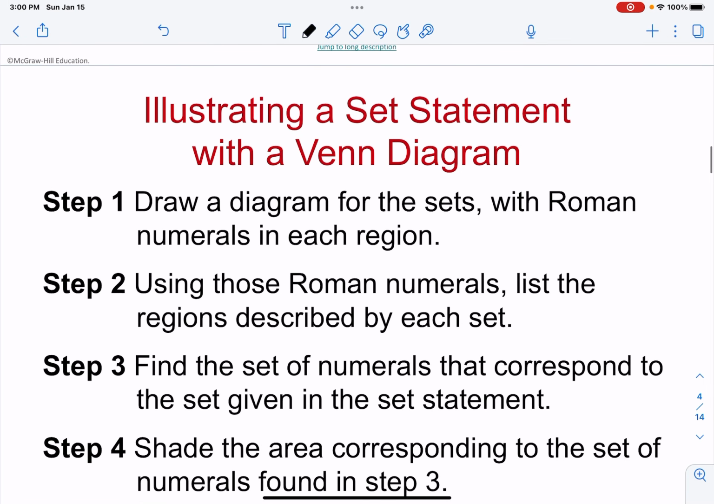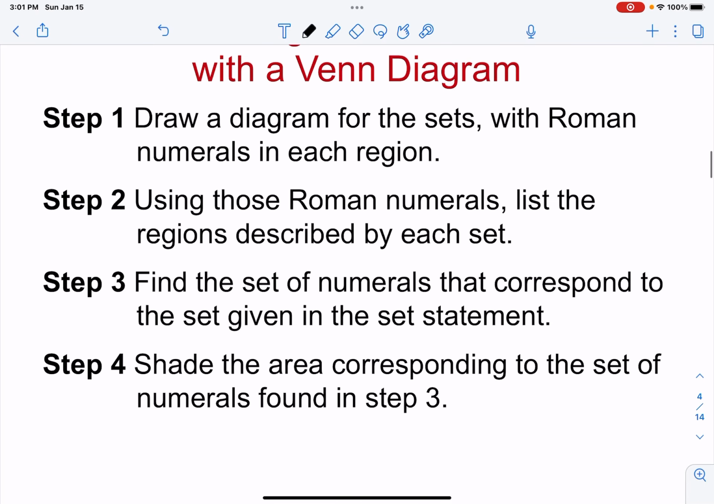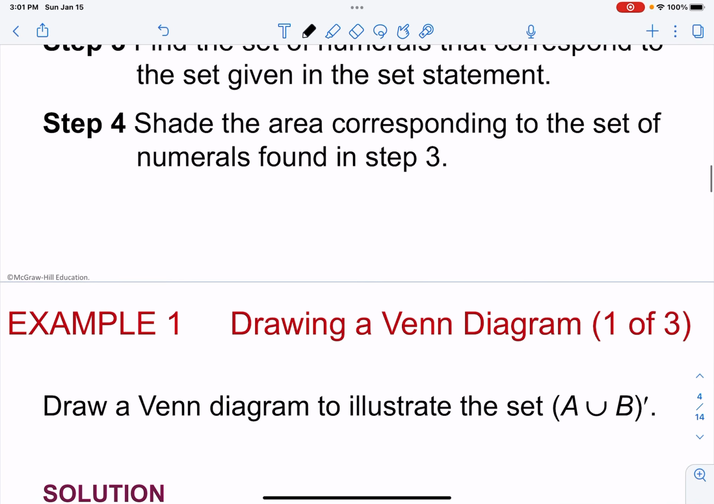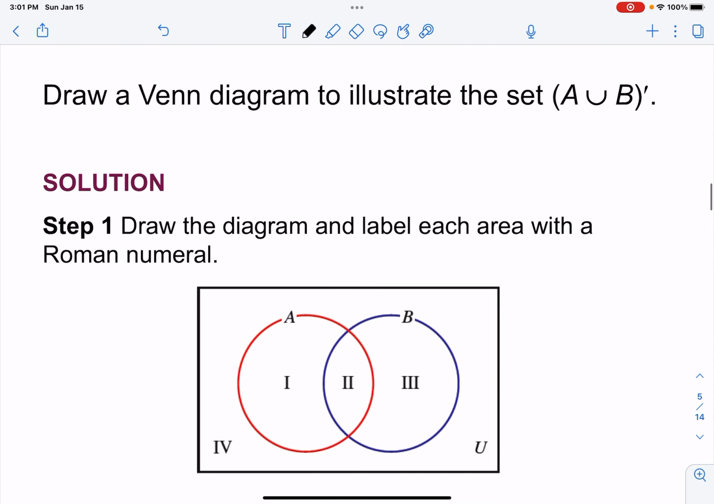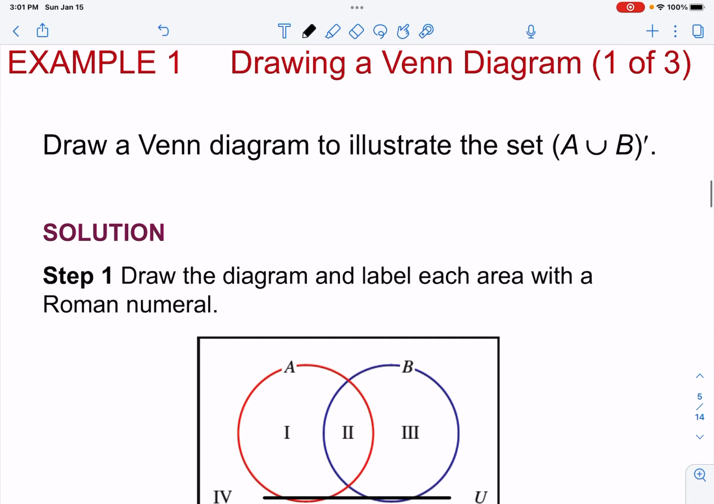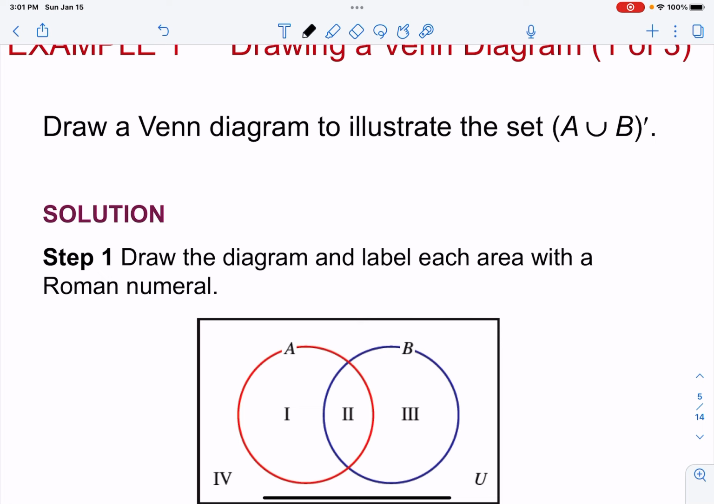Now, illustrating a set statement with a Venn diagram: draw a Venn diagram for the sets with Roman numerals in each region. Using those Roman numerals, list the regions described by each set. Find the set of numerals that correspond to the set statement and shade the areas corresponding to the sets. Okay, so draw a Venn diagram to illustrate the set A union B not.